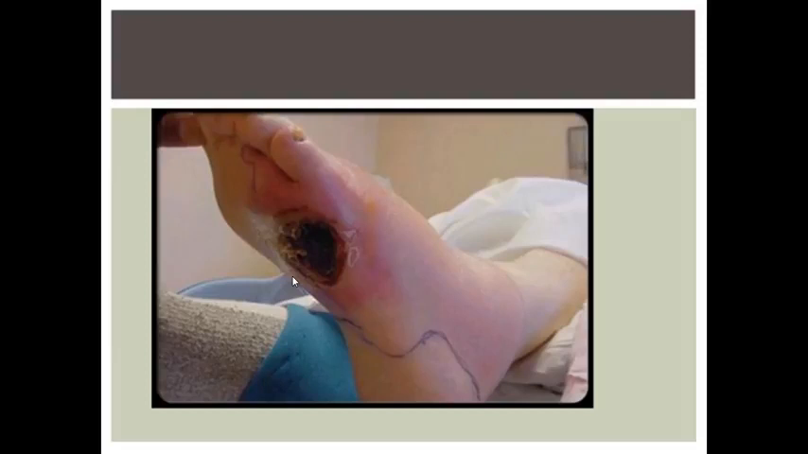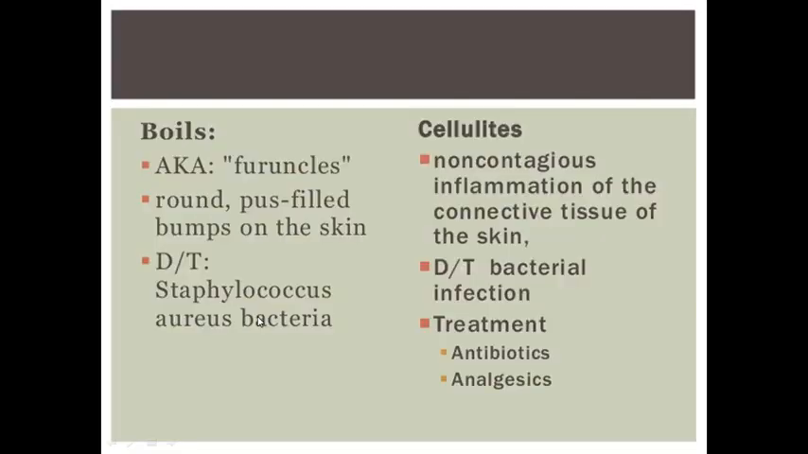This is another foot, you can see there is a gangrenous involvement, and there is edema around it as well. So this is kind of a combined diabetic foot. So what else can happen?